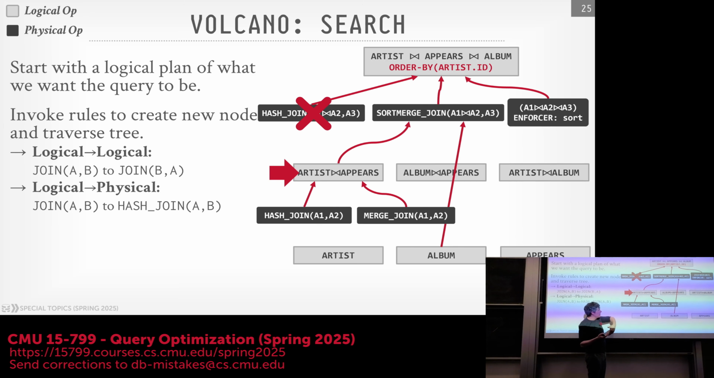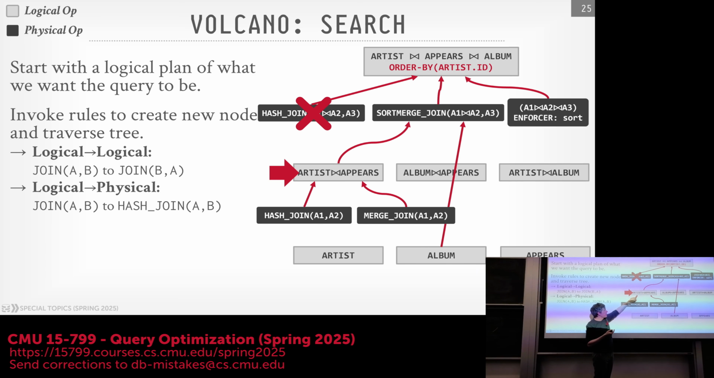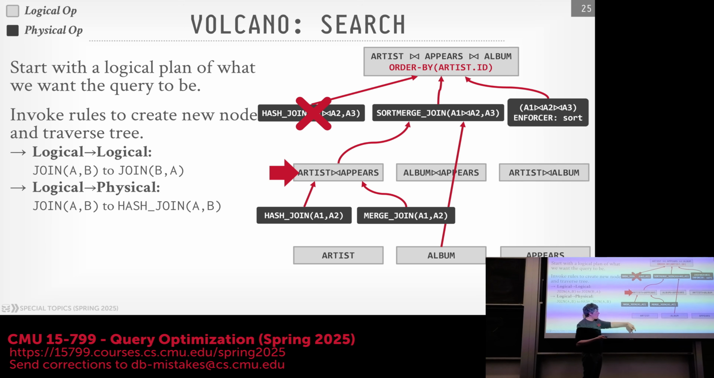Again, I need to do the same thing that I did before, where I apply an implementation rule that converts the join of artists and appears into different combinations I could have, either a hash join or the merge join. I could also apply a logical transformation to convert it to appears joins with artists, and then you have a bunch more logical operators going that way. But keep it simple. So now again, I have my two choices: hash join or merge join.